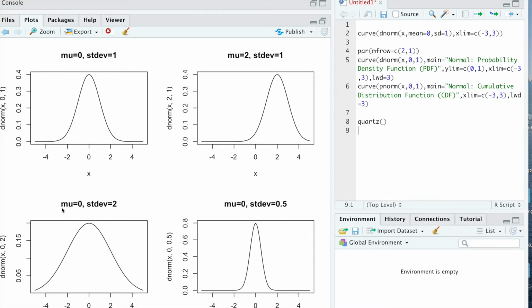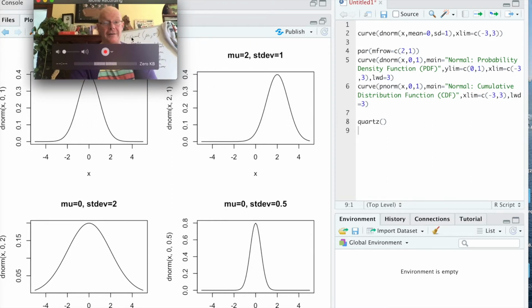Down here I've put the mean back at 0, but now I have a standard deviation of 2. And you can see that this curve now has much broader shoulders compared to this curve. And likewise here I've decreased the standard deviation to 0.5. And so now it's a much narrower or sharper curve. So with these two parameters, we can change not only the location, but we can also change the spread.